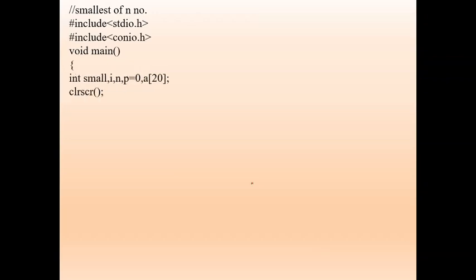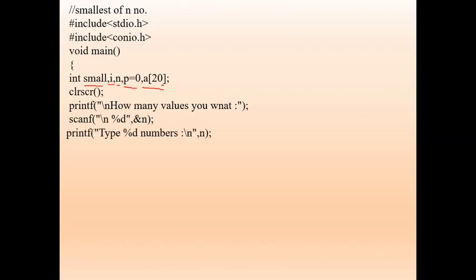Now you see the example program. These are the variables I am considering. Small represents the small number, i is for iterations, n is to know the number of values, p is for finding the positions, and there is the array. clrscr is to clear the screen. Then a message is displayed asking how many values you want, and then reading the n value and storing it in n. For example, if I enter 5, it will be stored in n.